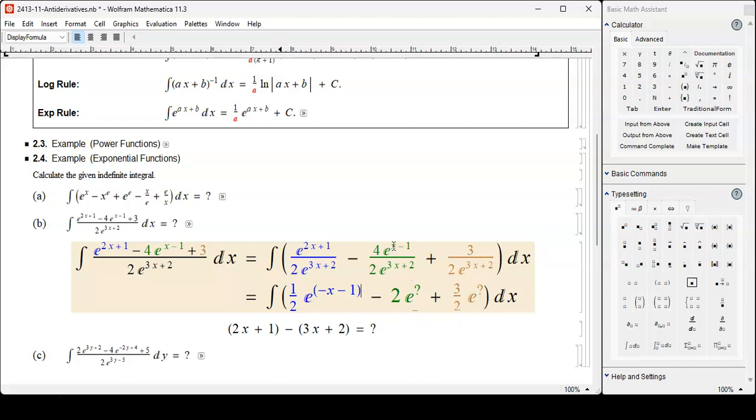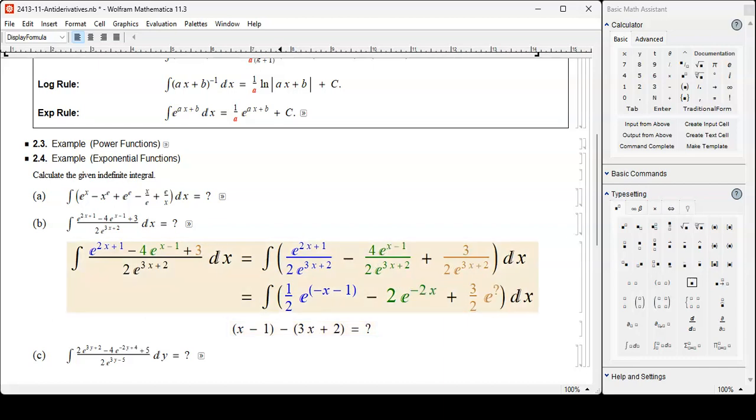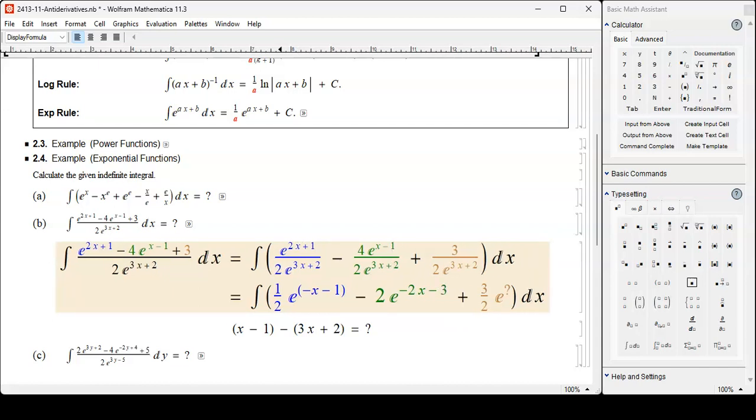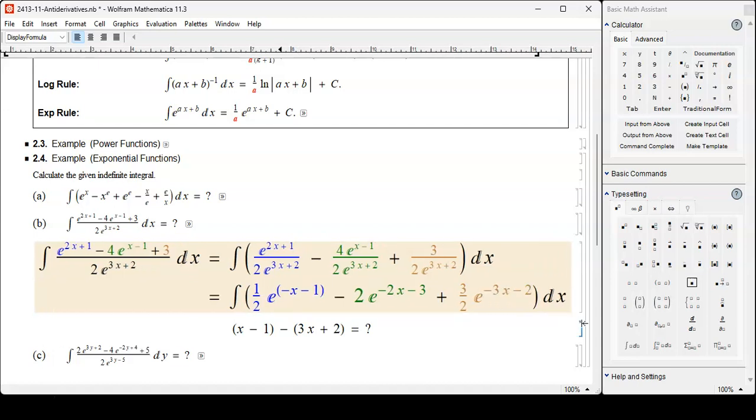Likewise, you can do the same thing here. x minus 1 minus 3x plus 2. So x minus 3x, that's negative 2x. And negative 1 minus 2, so minus 3. Finally, how about this? Well, the numerator has 0 power, so nothing to think. It is negative of that, negative 3x minus 2.